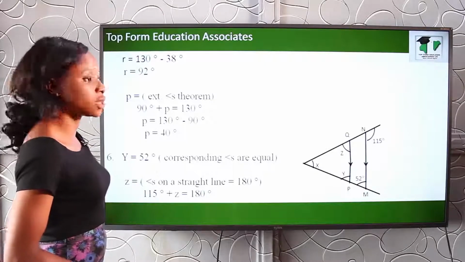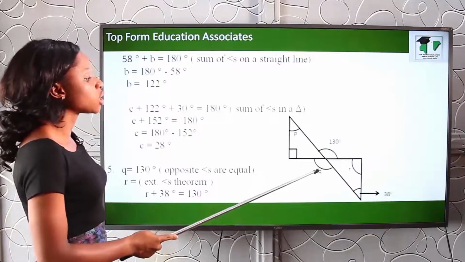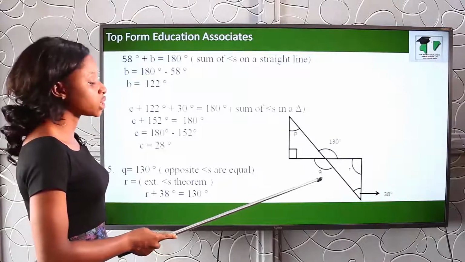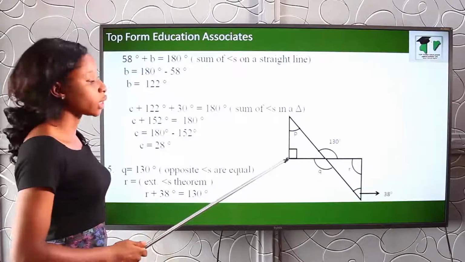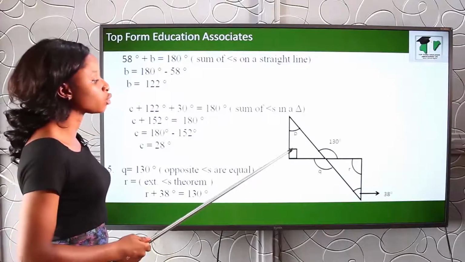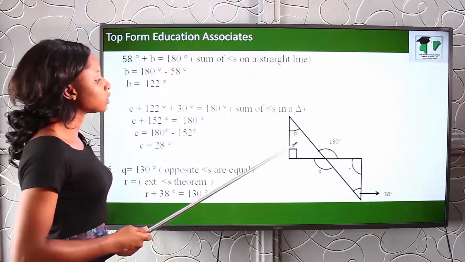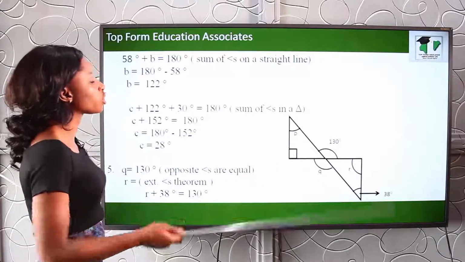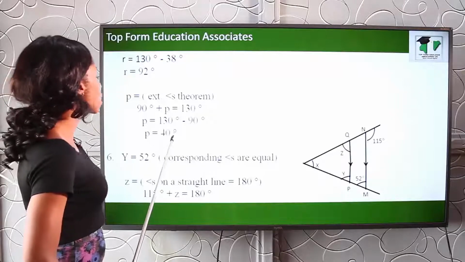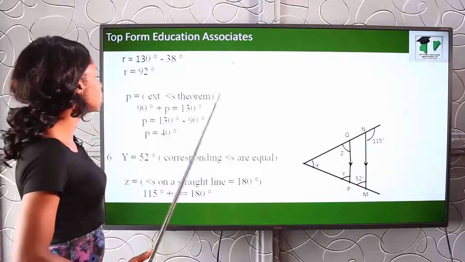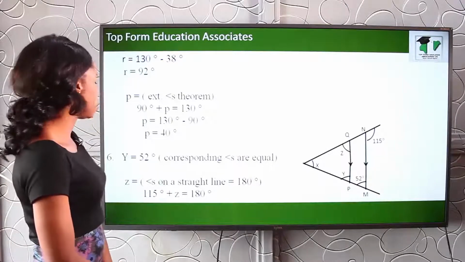Now, for P, we're also going to do the same thing, which is add everything and sum it up to 130 degrees, which is the exterior angle. Now, this is a right angle triangle, and we all know that a right angle is equal to 90 degrees. So we are just going to add 90 degrees plus P and sum it up to 130 degrees. When we subtract 90 degrees from 130 degrees, we are going to get P as 40 degrees.